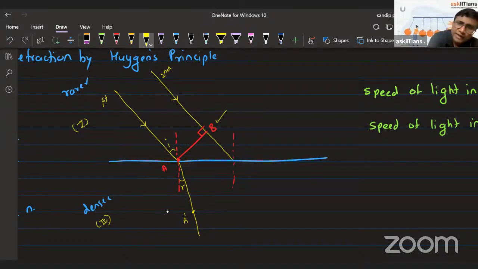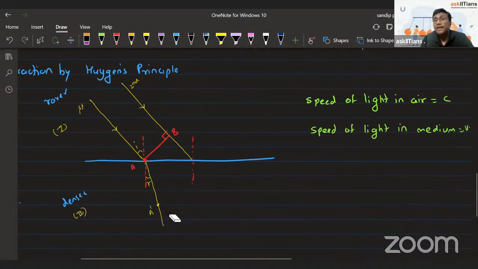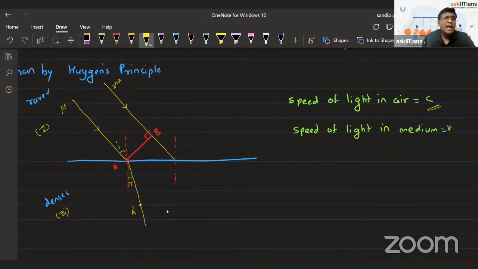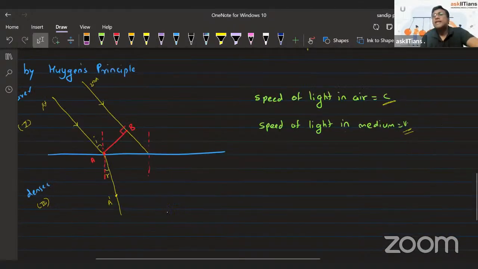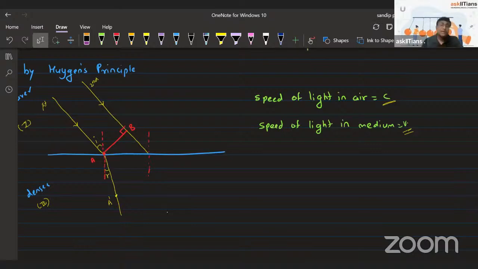So in that case, what we can say is that the velocity of light in the first medium is c. And the velocity of the first beam, which is now in the denser medium, will be v. So obviously we know that the speed of light in air is the highest, and the velocity in the medium is the lowest one.